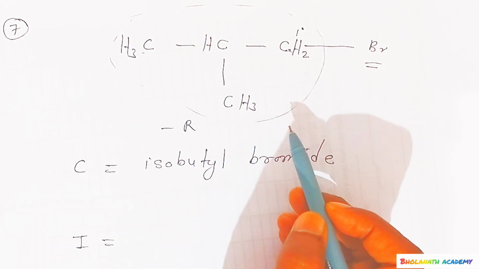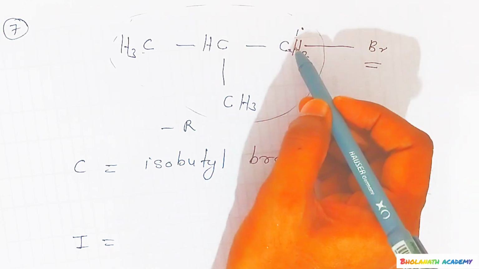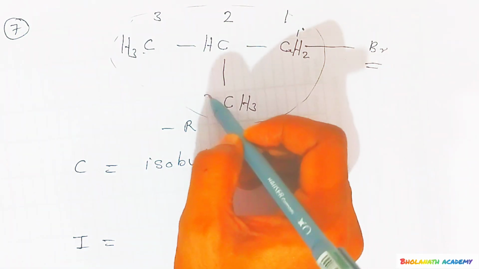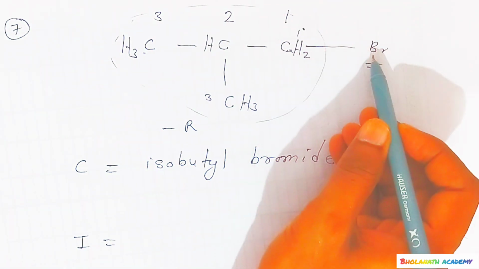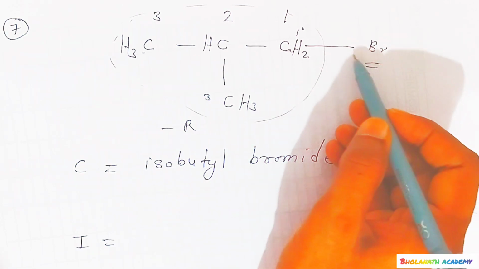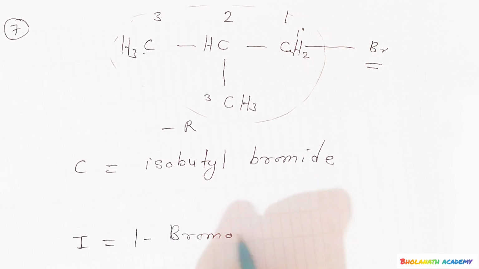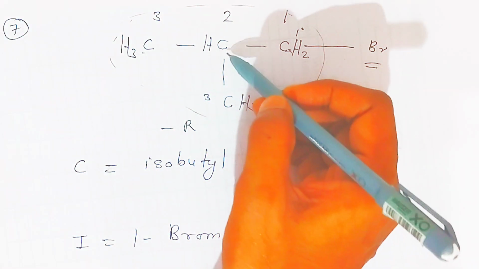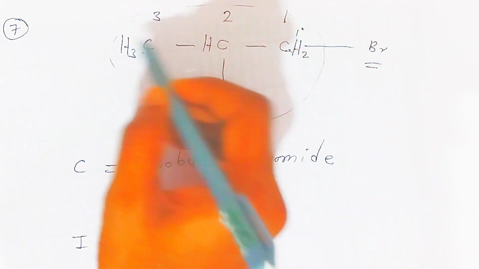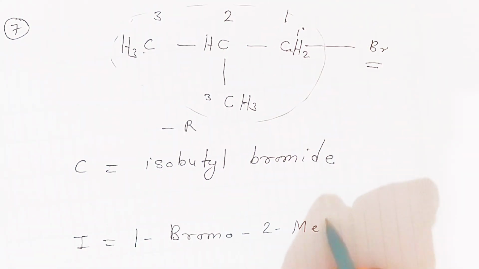For the IUPAC name, you have to start the numbering. Here the bromine is attached to this carbon, so we will number this first, this second carbon, this third. What will be the name, students? Halogen we name first. Halogen is attached to the first carbon, so we will write 1-bromo. Now at carbon number 2, this carbon number 2 contains a methyl group. So 1-bromo, 2-methyl.